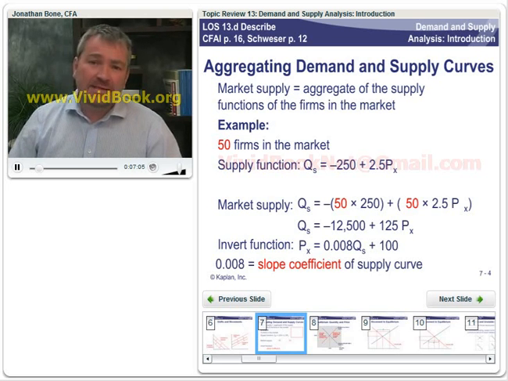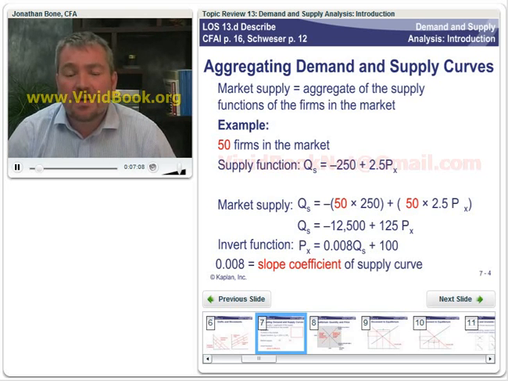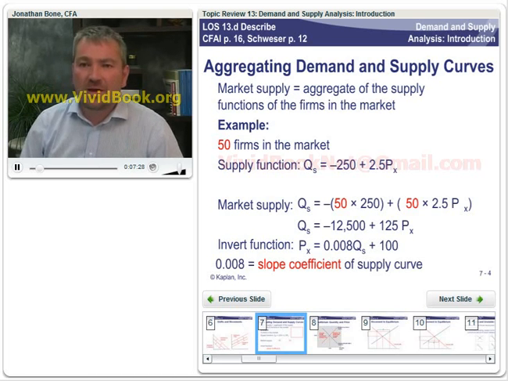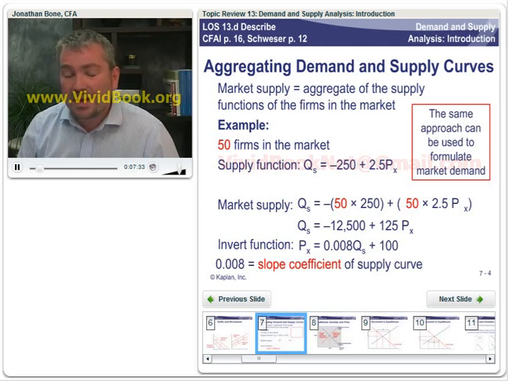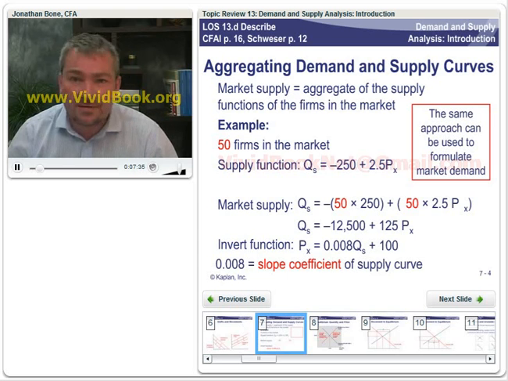Now notice if we invert that function, in other words, at the moment, quantity supplied is the outcome of our formula. If we rearrange to solve for price, we end up with the formula that price equals 0.008 times quantity supplied plus 100. The 0.008, therefore, is the slope coefficient of our supply curve, the gradient of our supply curve. Okay, exactly the same approach can be used to calculate market demand. Look at the demand curve for each individual firm within the marketplace and then aggregate them.